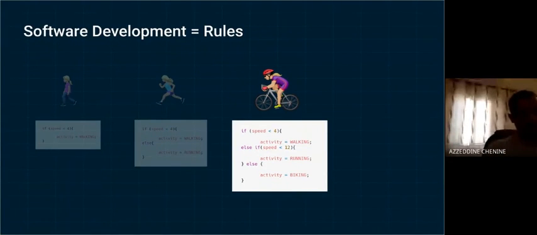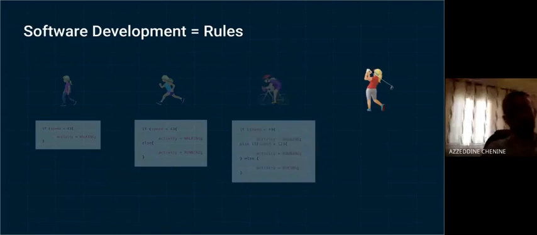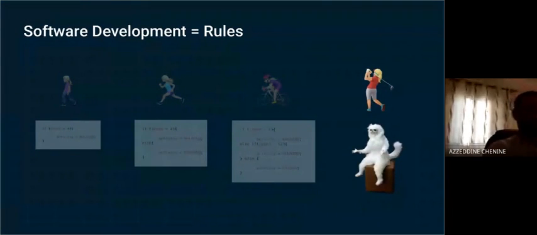So let's say biking. But what if this girl is practicing golf? There is no program that can be explicitly written to distinguish this activity. And here comes machine learning.